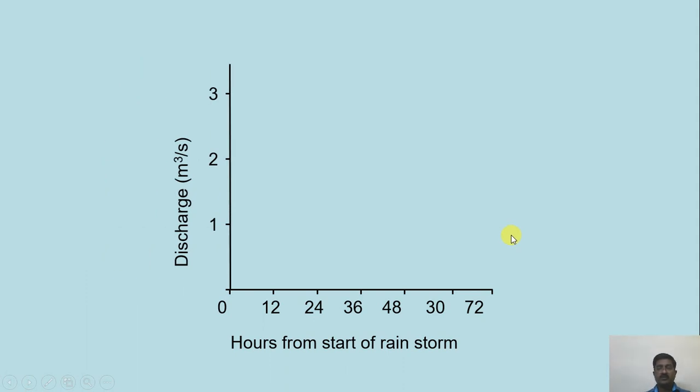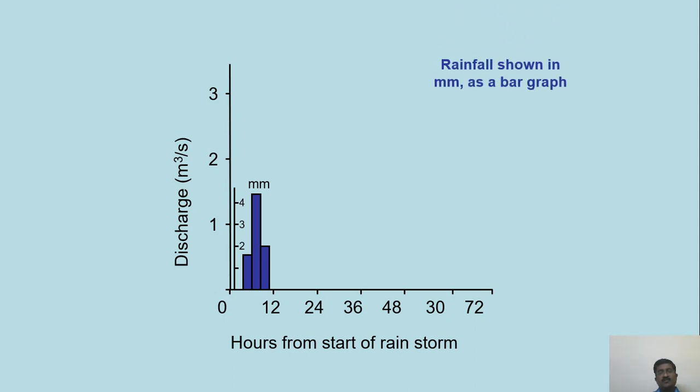Now again we'll revise the points that we have learned regarding the hydrograph. It is a graph plotted with discharge in meter cube per second on the y-axis, and time on the x-axis, the duration, in hours from the start of the rainstorm. If you see the hydrograph, the rainfall is shown as a bar graph. These are the bar graphs out there, on the y-axis, and the time interval will be the same.